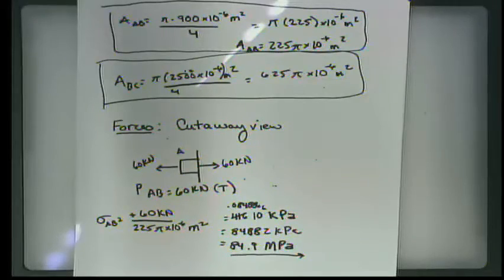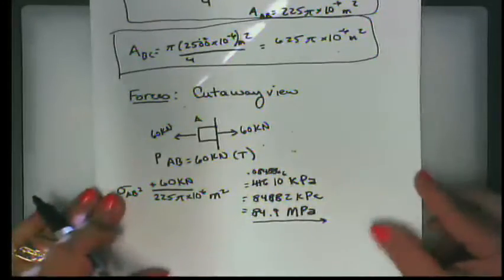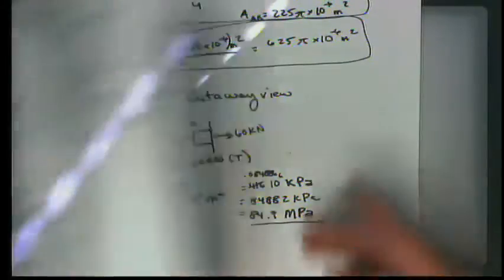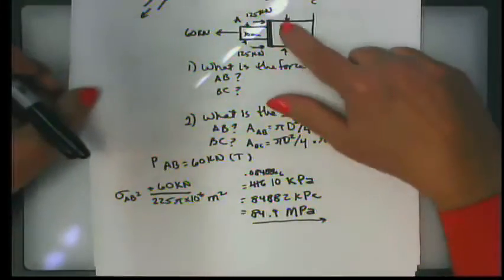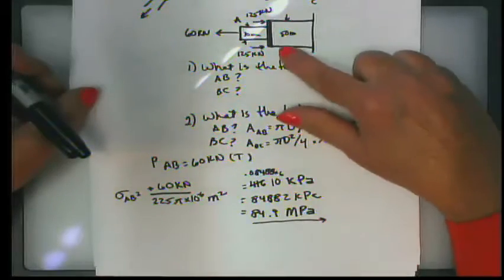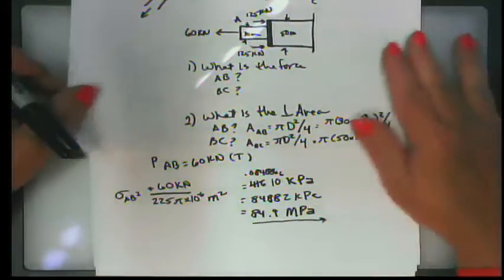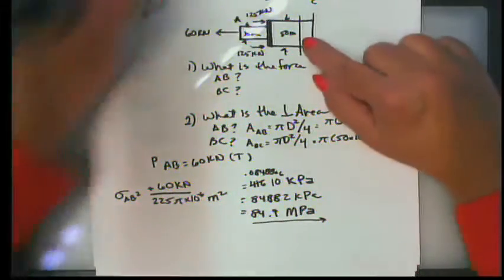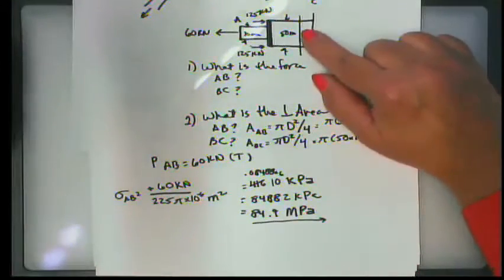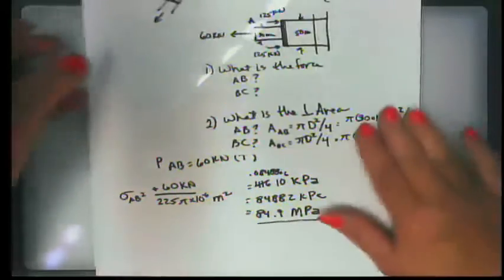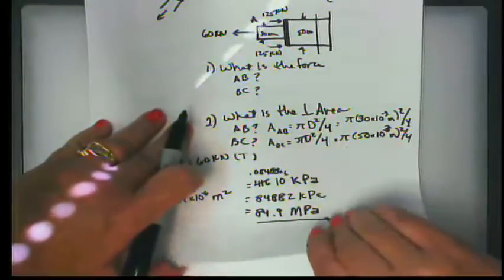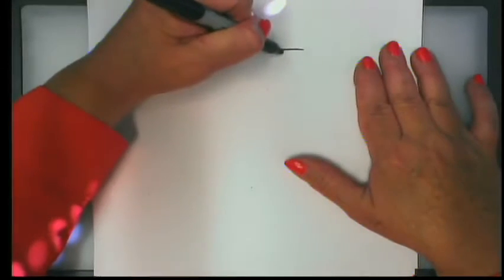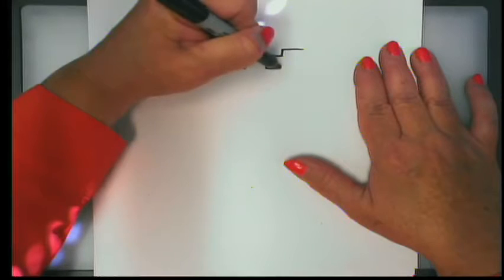Okay, all right. Now let's look at portion BC. We have the diameter and we've calculated the area, but we don't know what the force is. So what we have to do is to do another cutaway, like I described, and decide what the responsive force is here to keep everything in static equilibrium. Okay, so it's a little bit more of a drawing.